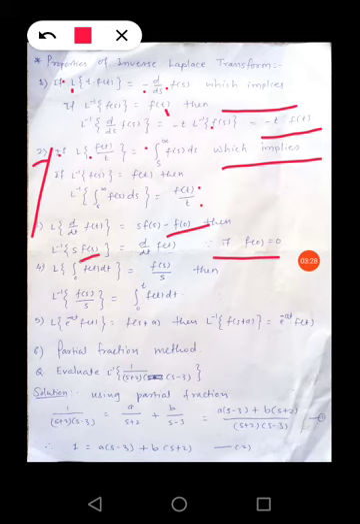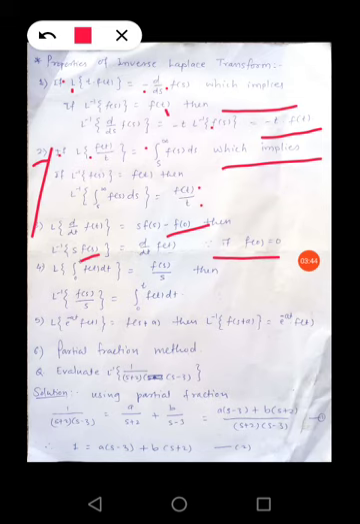Now see the fourth property, Laplace transform of the integral from 0 to t of f of t dt is nothing but f of s divided by s. Then L inverse of f of s by s is nothing but the integral from 0 to t of f of t dt.